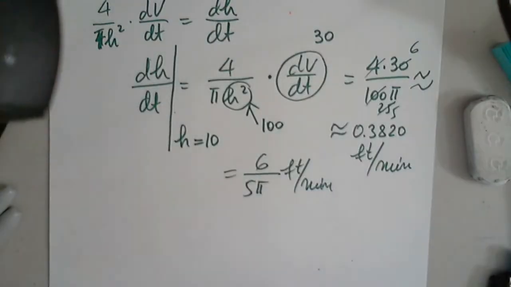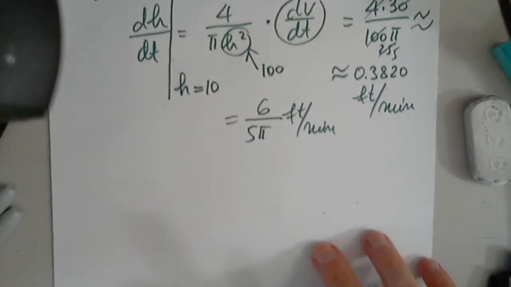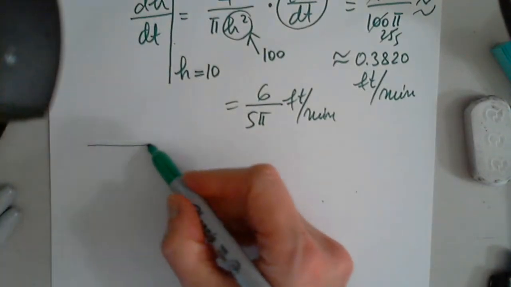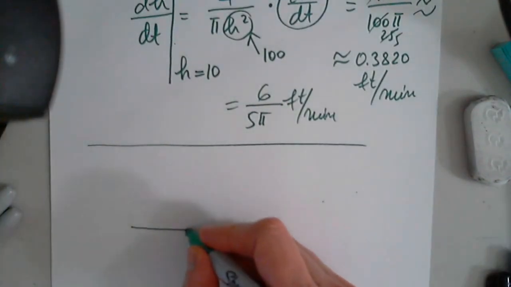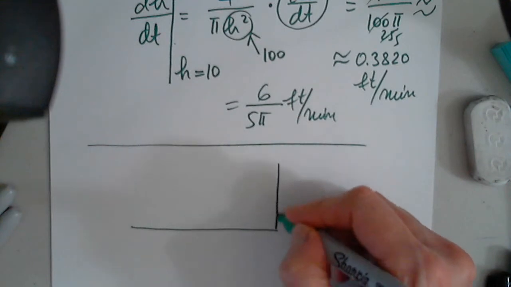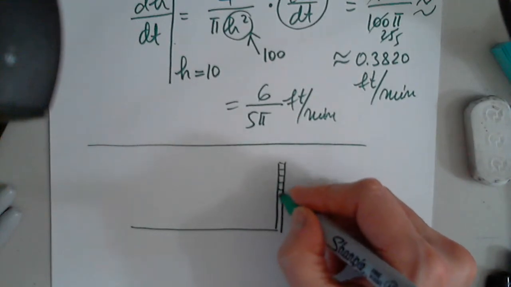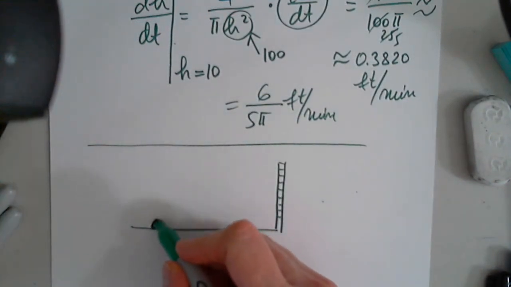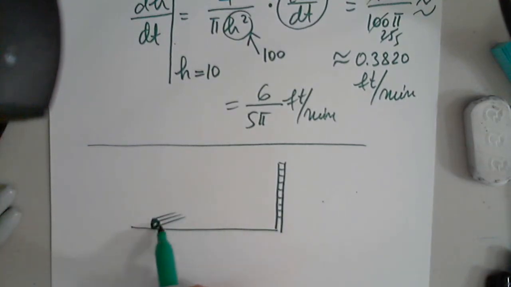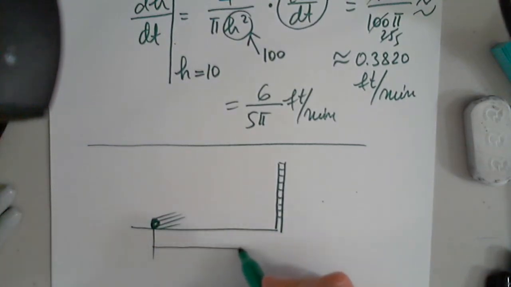on a wall 12 meters away. Okay. So here it is. Here's the wall. And here's the spotlight. And it is 12 meters away.